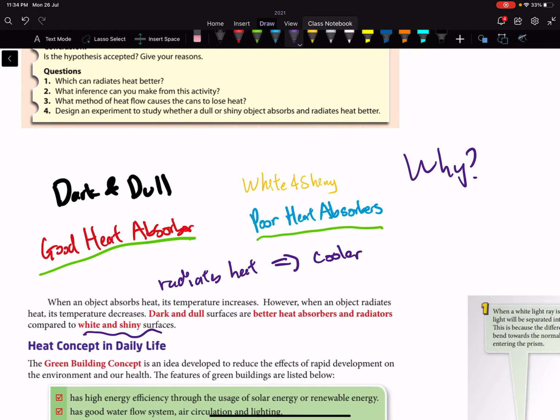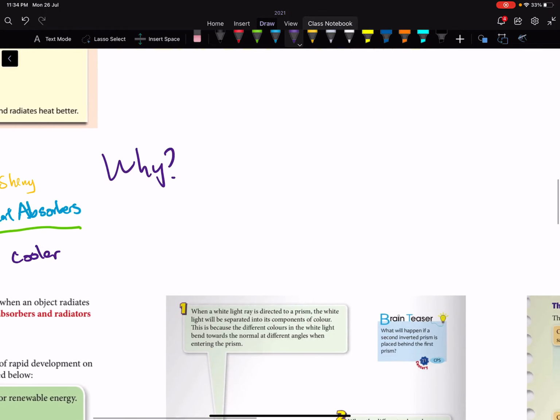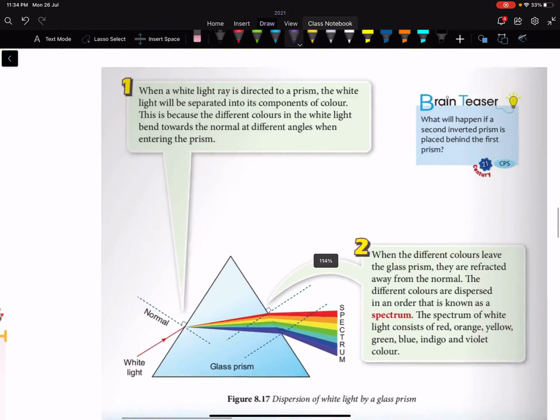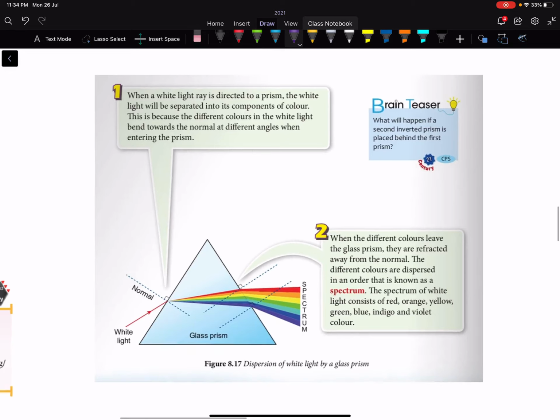To explain why, we actually have to look at your Form 1 syllabus, where, remember, you learned this last year, where you have white light going through a prism and you get a bunch of colors. So this phenomenon, you have to understand that white light can be split into all the colors, or in other words, all these different colors will combine to form white light.